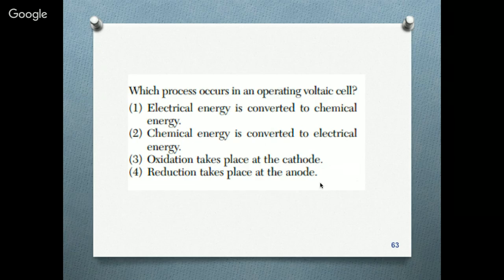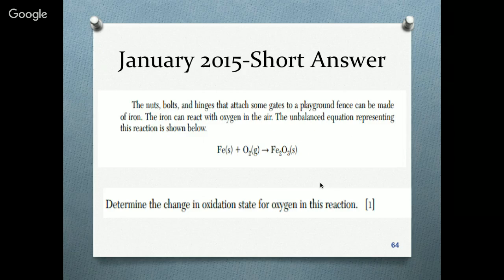January 2015, the chemical process in which electrons are gained, GER, gain electrons reduction. Which process occurs in an operating voltaic cell? Voltaic cells are spontaneous. Chemical is being converted into electrical. Remember, electrolytic, E to C. Voltaic is the opposite, chemical to electrical.